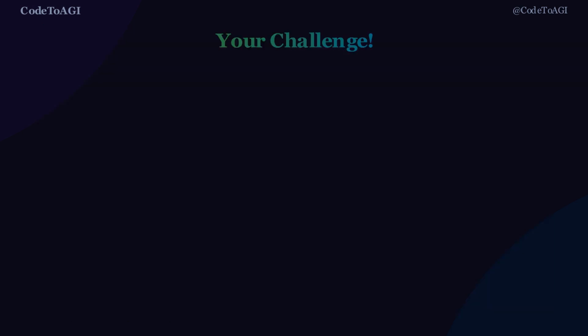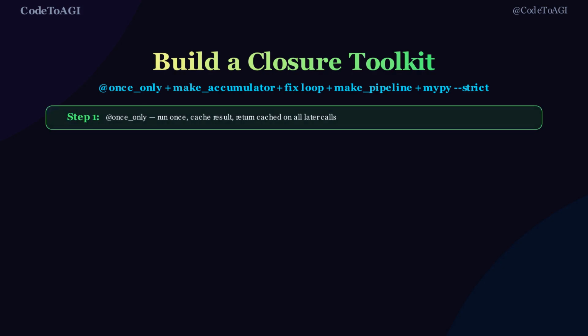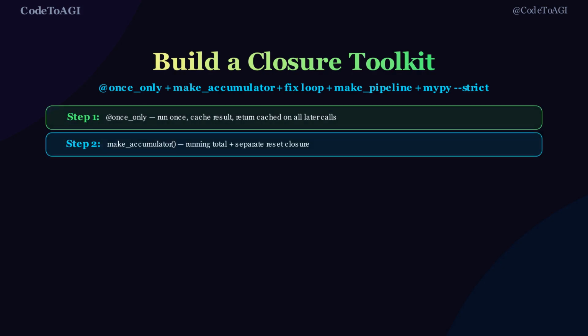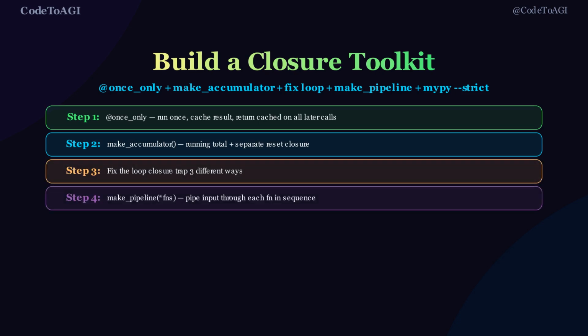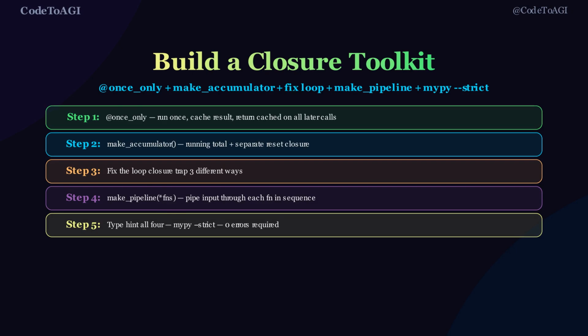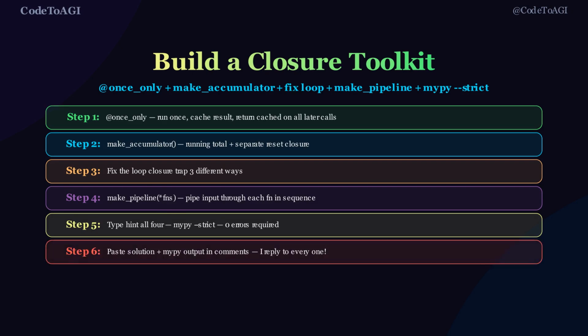Your challenge: build a closure toolkit. Step 1, write once_only. A closure decorator that ensures a function can only be called once. Every call after the first returns the cached result immediately. Step 2, write make_accumulator. A factory function that returns a closure. Each call adds the argument to a running total and returns the new total. Reset it with a separate returned function.